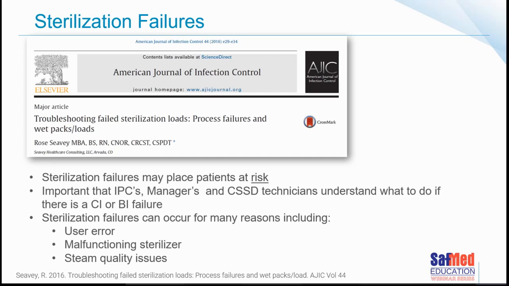She also reminds us that it's really important that managers, CSSD technicians, unit managers, theatre managers, and our IPCs should really know what to do in the event of a chemical indicator or biological indicator failure. Again, something that we could run a whole series on. Sterilization failures can occur for a number of reasons, and of course it includes user error, and that can be quite a difficult thing to manage, a malfunctioning sterilizer, and of course steam quality issues.